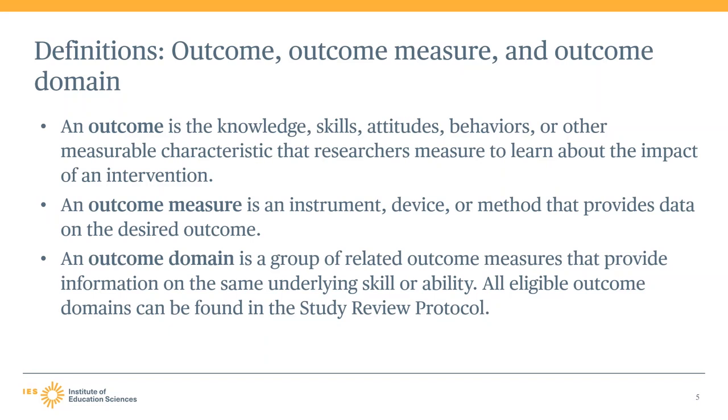First, we need to define what the WWC means by an outcome. An outcome is the knowledge, skills, attitudes, behaviors, or other measurable characteristics that researchers measure to learn about the impact of an intervention. Eligible group design studies estimate the effectiveness of an intervention by comparing measured outcomes from a group that receives the intervention to outcomes for a group that did not receive the intervention. The term outcome measure refers to an instrument, device, or method that provides data on the outcome of interest.